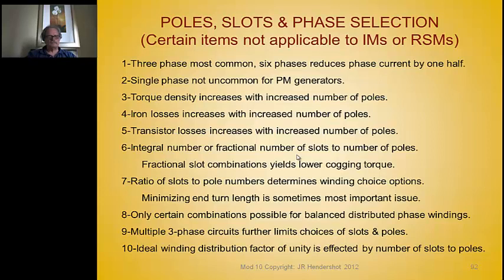The ratio of the slots to pole numbers determines the winding choice options for all three of the motor types that we're talking about here that use the same stator. Sometimes with certain designs, one of the most important elements in the whole design is to make the end turns short. If you must use a radial flux motor and you have very minimum axial space to put it in, you've got to keep these end turns low. So your best choice in that case is to use a fractional slot winding, a pole and slot combination where the coils are wrapped around a single tooth so that the end turns are real short.